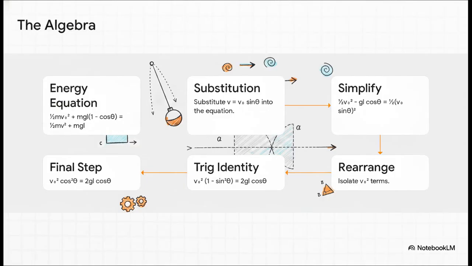We start with that big energy conservation equation. First, notice that m is in every single term, so we can just cancel it out. Then we can simplify the potential energy parts a little. That gets us to 1/2 v0 squared minus gL cos theta equals 1/2 v squared. Now we just take our result from angular momentum, that v equals v0 sine theta, and plug it in. From there, it's just a matter of rearranging the terms to get everything with v0 on one side. We use that famous trig identity, 1 minus sine squared theta equals cosine squared theta, and we are almost there.